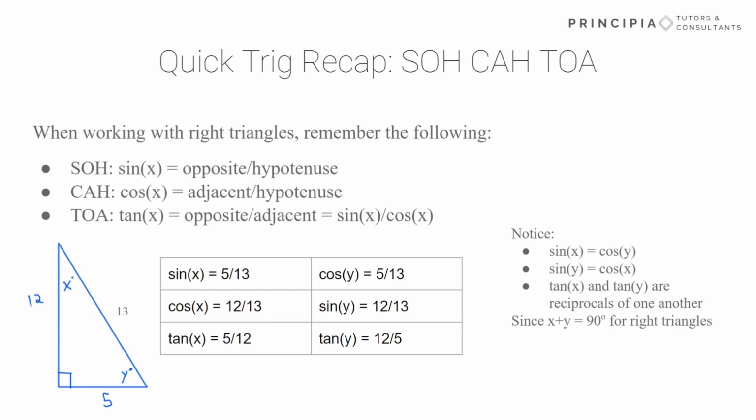So since we're dealing with a right triangle, x plus y must equal 90 degrees, because we know the right angle accounts for the other 90, and the sum of the interior angles of any triangle is 180 degrees. So this would mean that sine of x is cosine of 90 minus x, and cosine of x is sine of 90 minus x.